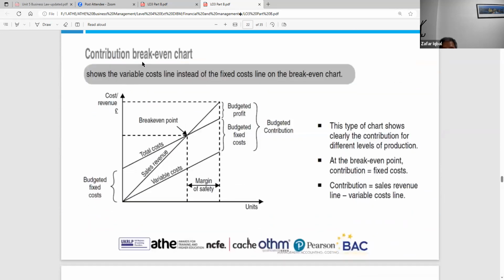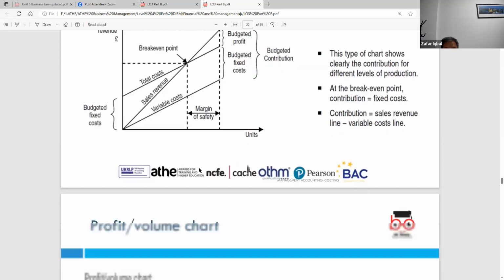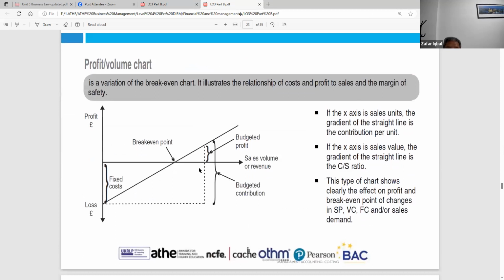Now in the concept of contribution, it is shown differently, added onto the variable cost, and the sales revenue is shown there. The break-even chart will be based on the contribution. So this is the contribution you are generating, and this is the fixed cost. This will be the profit area, budgeted profit, and this will be your budgeted contribution. This chart shows you clearly the contribution for the level of production and the variable line. Another thing that you need to be aware of as a decision maker is the PV ratio or PV chart, profit volume. How much to produce and how much volume you need to generate as decision makers.